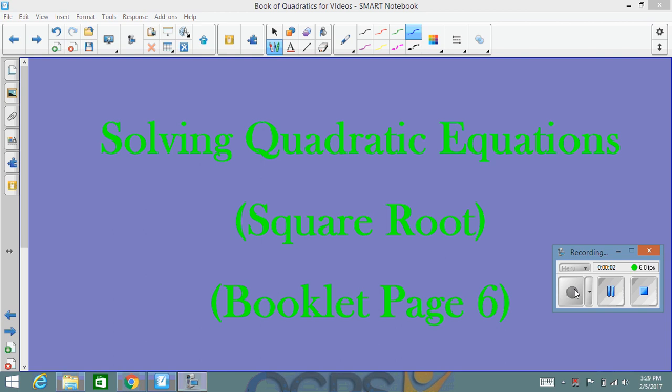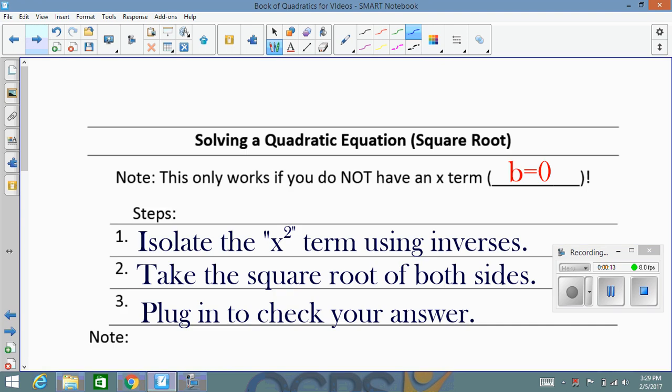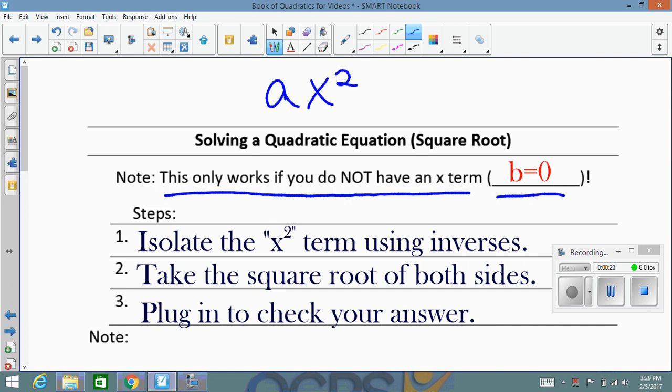In this video, we are going to look at our second method for solving quadratic equations, and that is by taking the square root. You are going to take your notes in your booklet on page 6. It is very important to note that this only works if you do not have an x term, so your b is 0. So in other words, it's an ax squared plus c equals 0, or some other combination of those terms, as you'll see in just a minute.